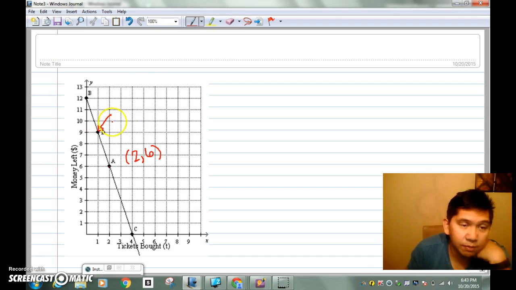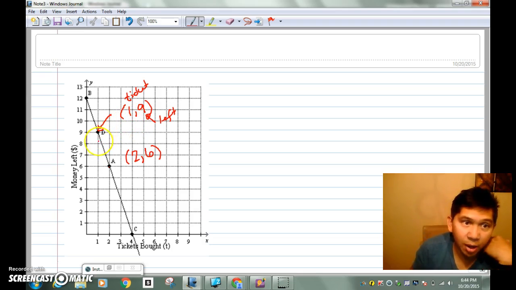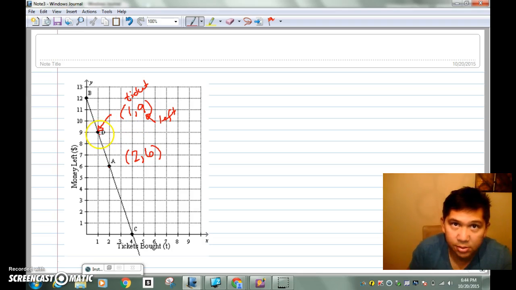Okay, so for practice purposes, I want you guys to try this out. This point D. Let's go ahead and identify our ordered pair, and that means it's (1, 9). Now what does this (1, 9) mean? That means that I bought how many tickets? I bought 1 ticket, and how much money do I have left in my wallet? If you said that you had $9 left in your wallet, then that means you're correct. Now you are able to identify what a point on the graph really means.